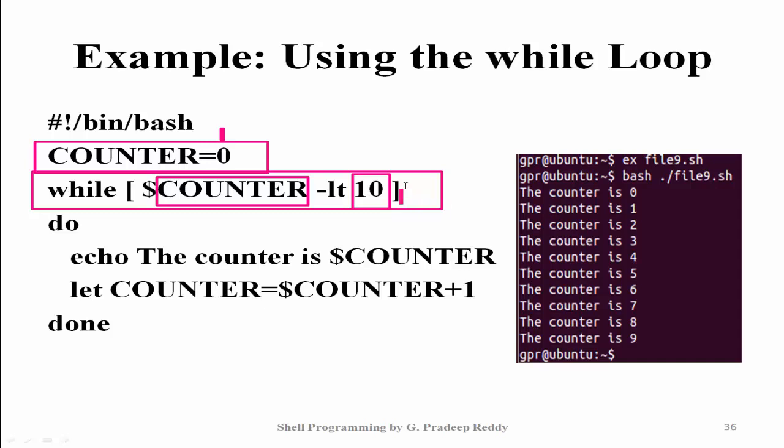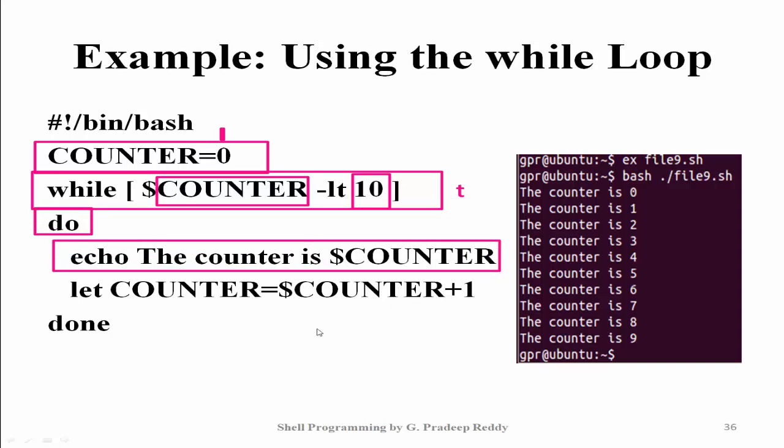True. So then what it is going to do is follow the statements. Do echo the counter is counter. So now it has to print the counter. So what is counter? The counter is initially 0. So now it is going to print 0.